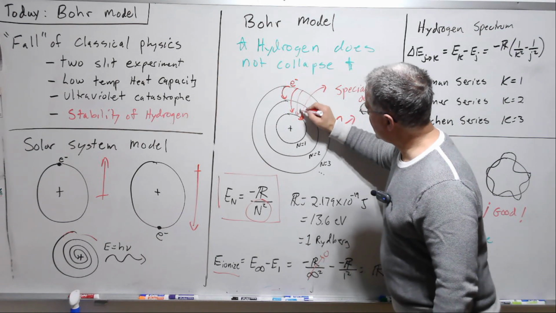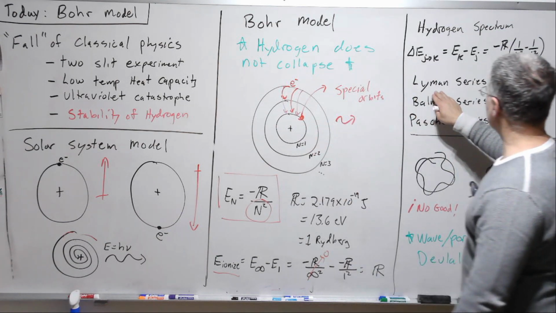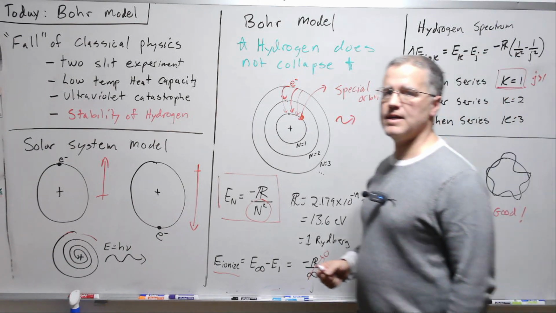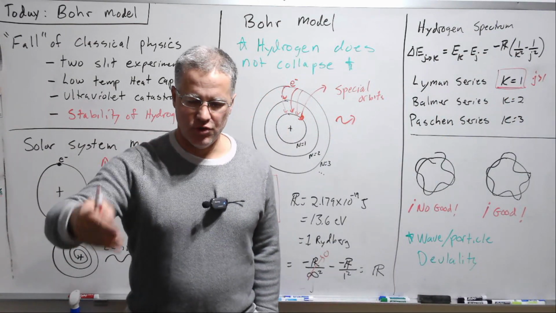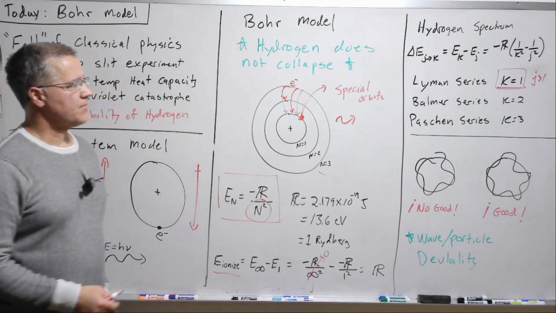All the transitions down to n equals 1 form what is called the Lyman series. So here we have the final state k equals 1. Now j would have to be any value greater than 1, of course. And so 2 to 1, 3 to 1, 4 to 1, 5 to 1 form this series.